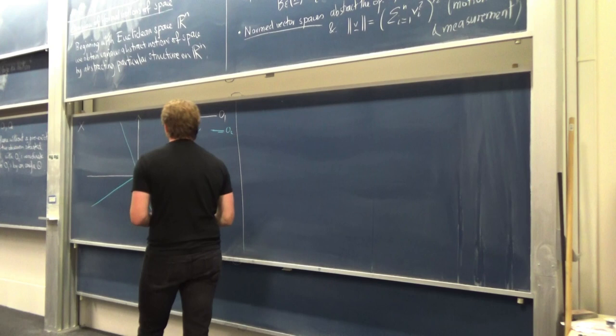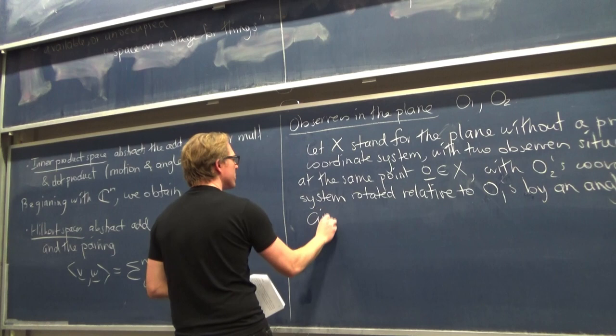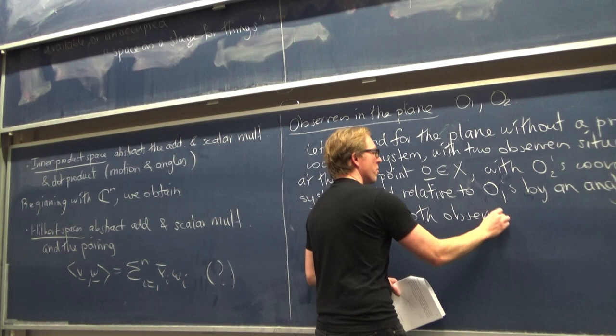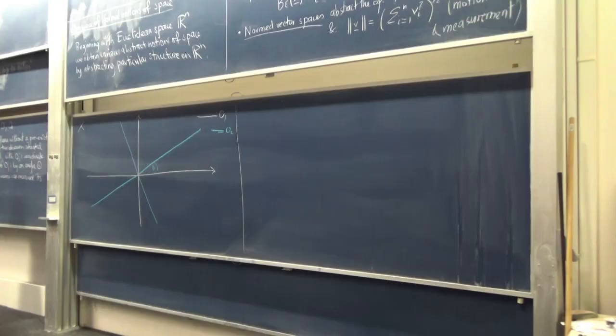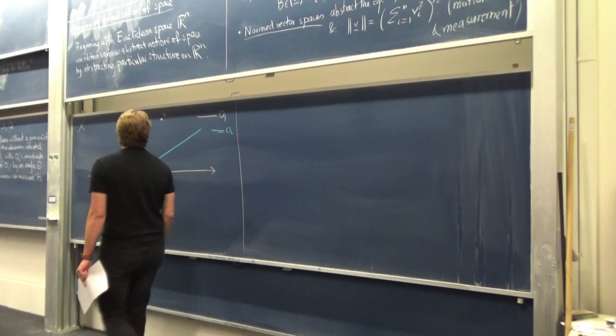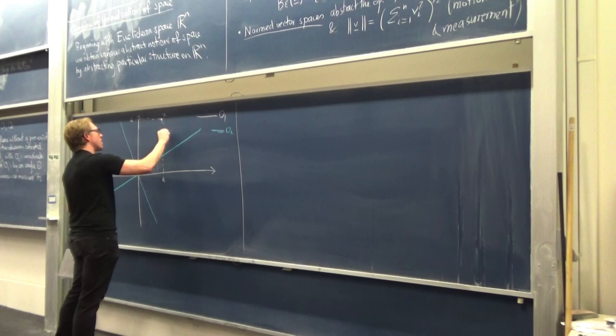Okay, so let's suppose that, given a point, both observers can measure its coordinates clearly. Let's say it's here. Suppose that's A, that's B, that's A prime, that's B prime.